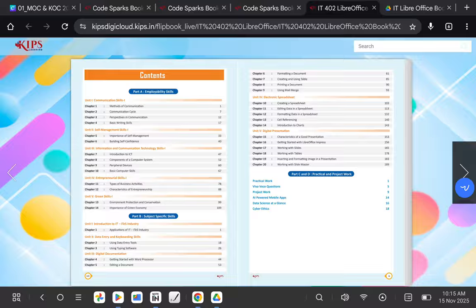So after knowing all this first information, we are proceeding towards the internal chapters. Today I am continuing with chapter number 13. We'll be continuing with cell referencing today. Okay, children, I just want to tell you something about our topic, that is cell referencing. So what is cell referencing? Let us continue.